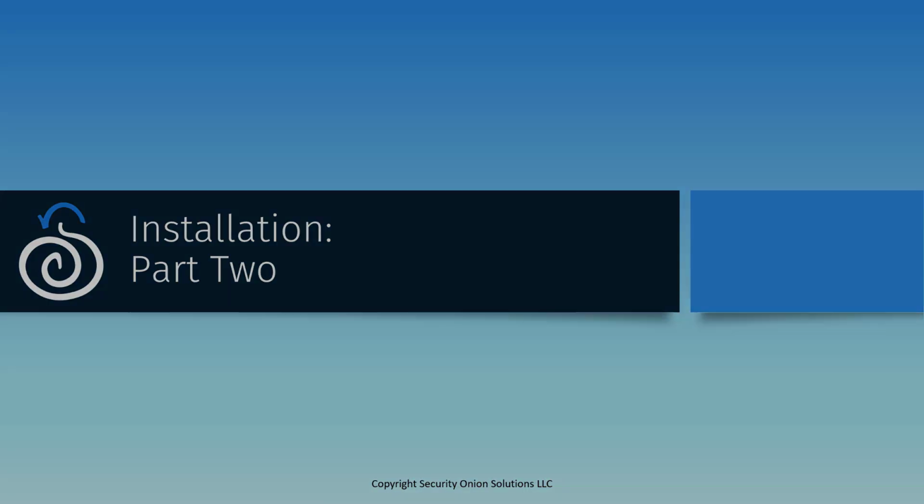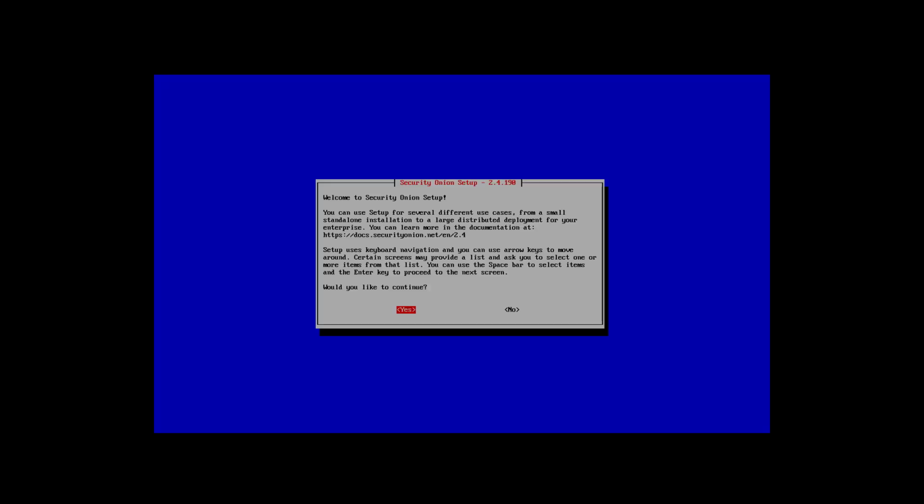Let's get started. Right now, I'm at the console of the VM that we created in the last session, and I'm going to log in with the administrative username and password that we created during installation. Once I log in, the setup interface will automatically launch in the terminal window. Here you can see there's a link to our documentation page, as well as some information about the setup process.